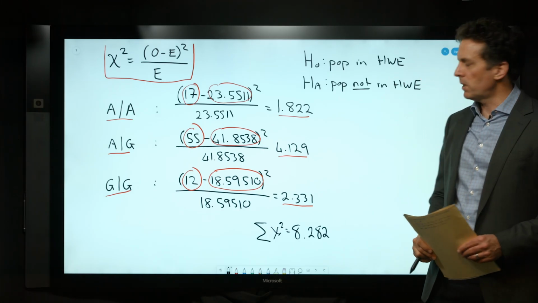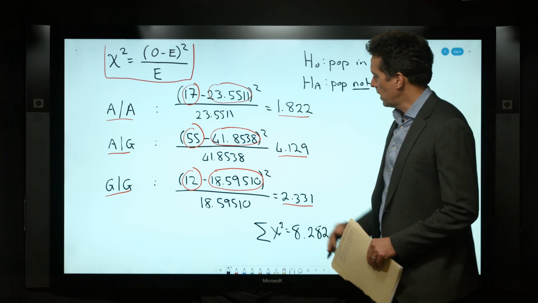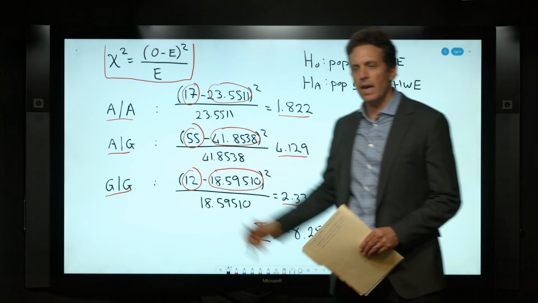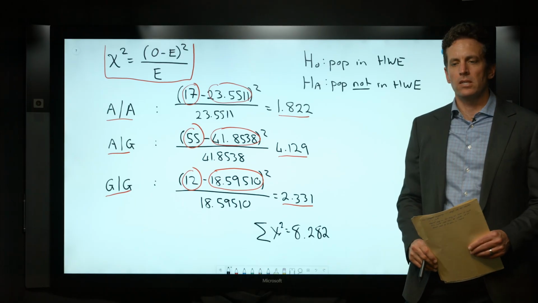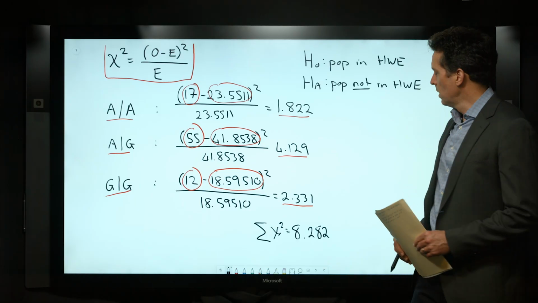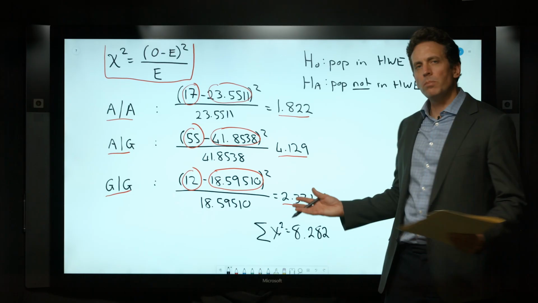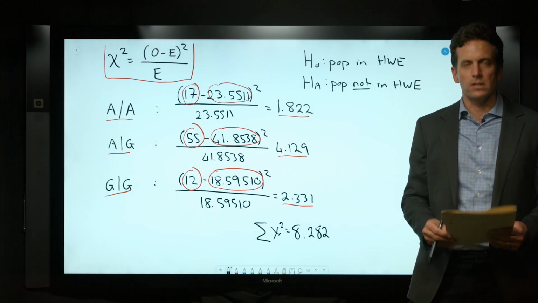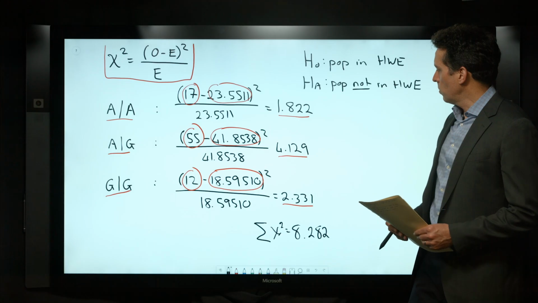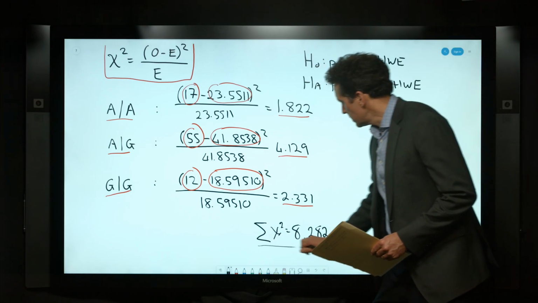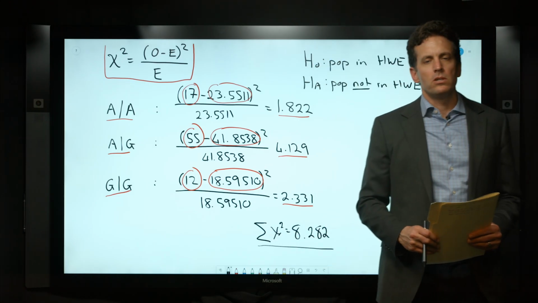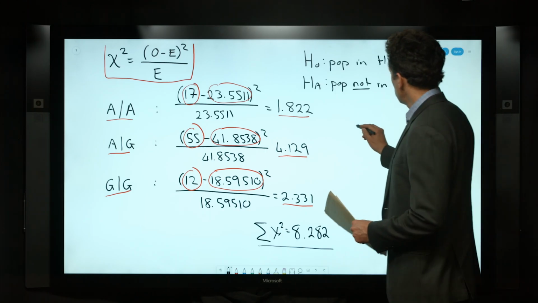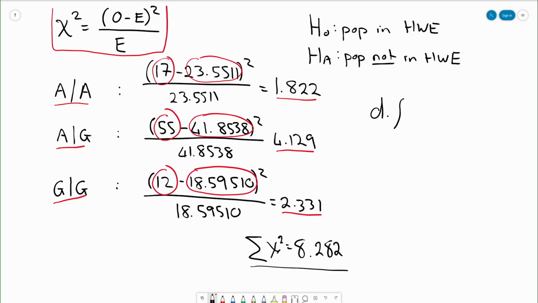So now we have to determine, given that we've computed the chi-square test statistic for these genotype counts that we see in this sample of the population, how surprised are we to get a test statistic that large or larger, given that the null hypothesis is true? And so here's our chi-square test statistic. But in order to interpret that, of course, we need to know the number of degrees of freedom. So what are the degrees of freedom in this case?